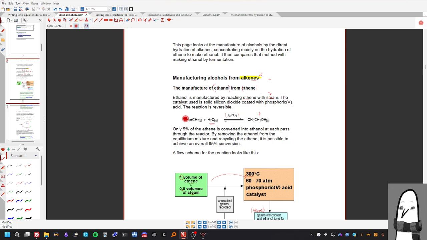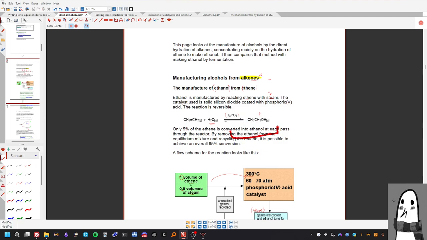You're going to have your ethene over here, and your water. That's just reacting the ethene with steam. Then you have your catalyst, your phosphoric acid catalyst. It's going to be your acid catalyst, getting an alcohol in the end.